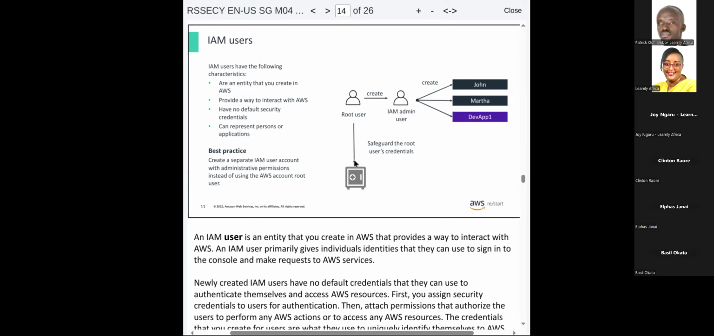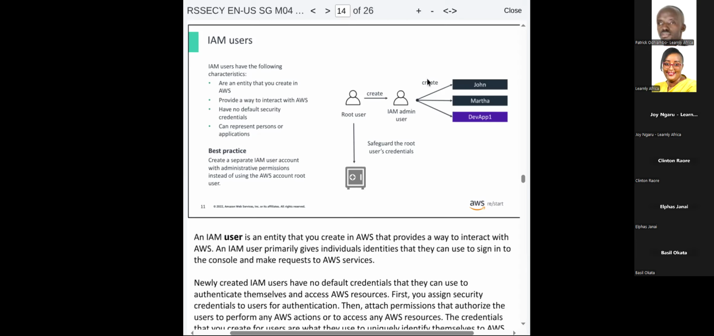For example, here we can see that for our access, we have the root user, and the root user is able to create an admin. And then this admin can create John, can create Mother, can create a developer. All right. So a user is an entity that you create manually to enable a person or an application to access your resources. And it enables the user to access AWS via the console, the CLI, the SDK, or even APIs.